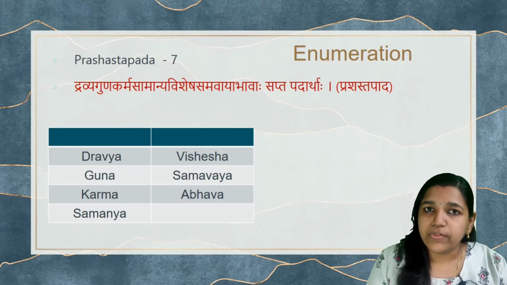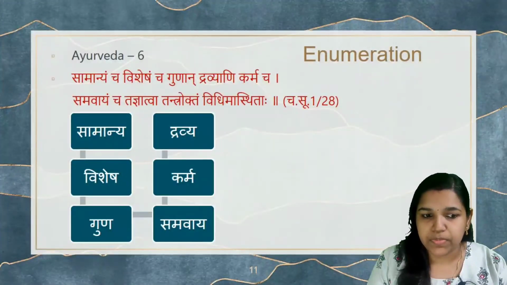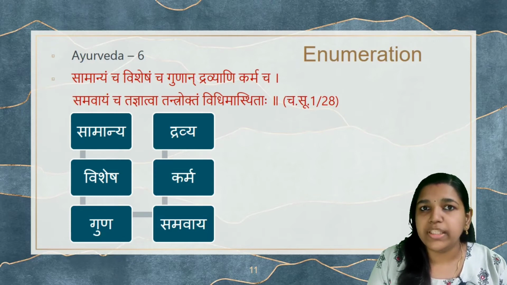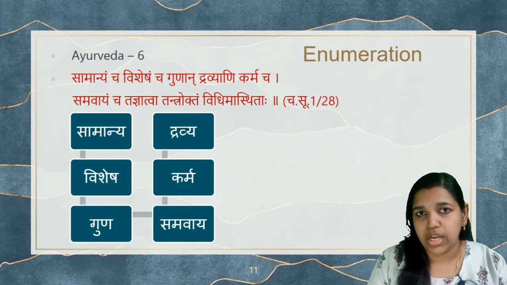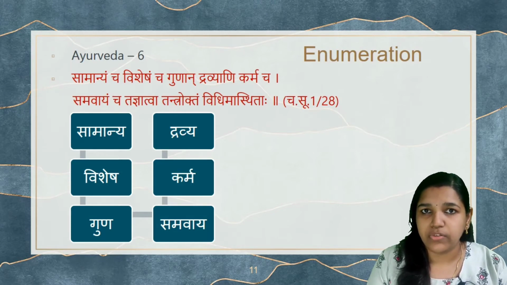In Ayurveda, the six Padarthas, just like those of Vaisheshika Darshana, have been accepted. Samanyam cha Visheshyam cha Gunan Dravyani Karma cha Samavayam cha Tat Jnatva Tantoktam Vidhimasthitaha. The same Shat Padarthas have been accepted in Ayurveda also, but the order of these Padarthas has been changed. That is, in Vaisheshika Darshana, they have told from Dravya, Guna, Karma, Samanya, Vishesha and Samavaya.